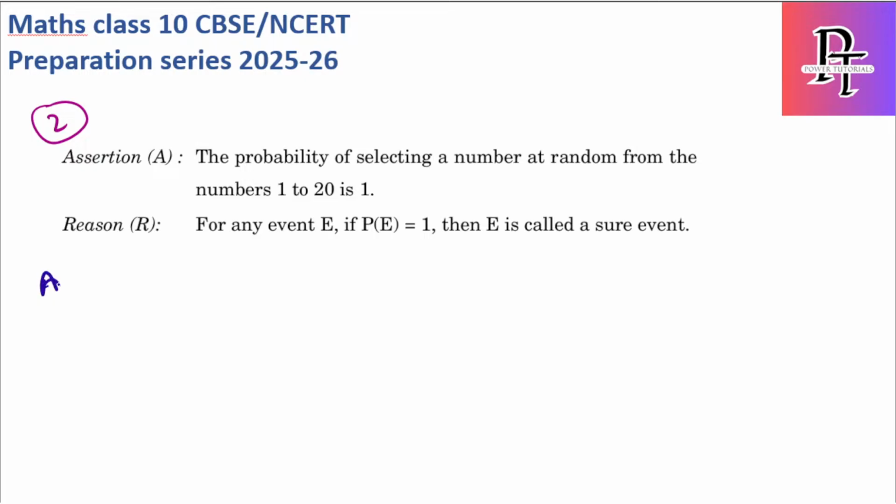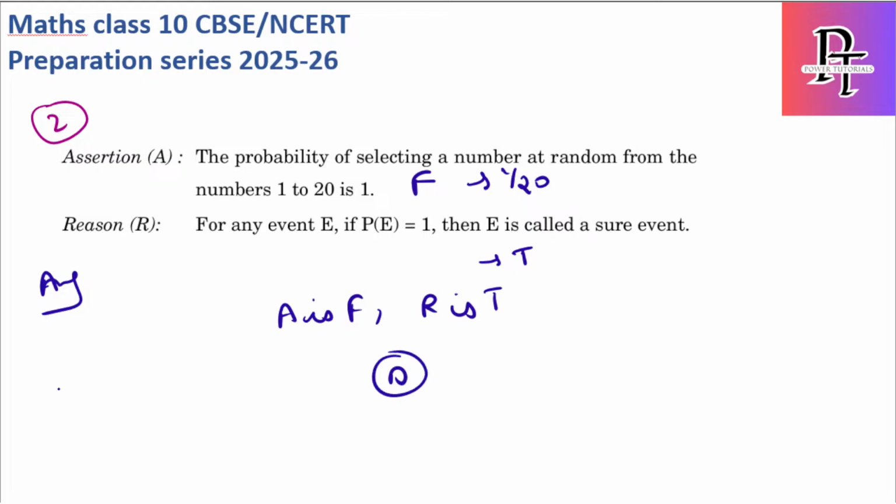Assertion-reason question. The probability of selecting a number at random from the numbers 1 to 20 is 1. So the assertion is false. Why? Because the answer should be 1 by 20. The probability of any event P of E when E is a sure event is 1. Yes, this is true. So A is false, R is true. So the answer is D. Okay, let's move to the next one.